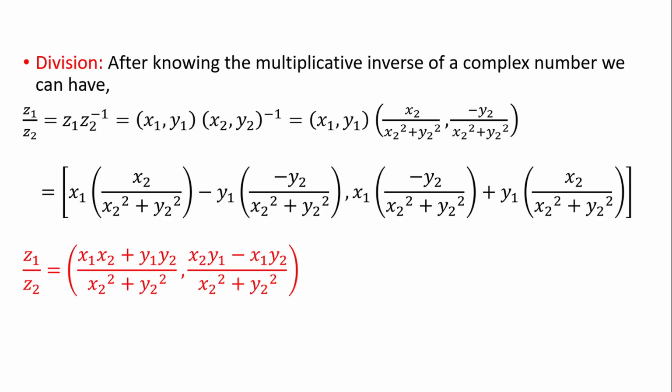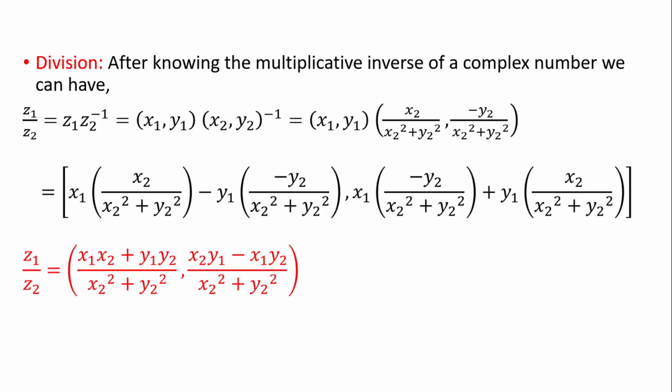So we have x1 (x2 upon x2 square plus y2 square) minus y1 (minus y2 upon x2 square plus y2 square). So this is the real part. And the imaginary part is x1 (minus y2 upon x2 square plus y2 square) plus y1 (x2 upon x2 square plus y2 square). And in this way we have z1 upon z2 equal to the real part as (x1 x2 plus y1 y2) upon (x2 square plus y2 square), and the imaginary part as (x2 y1 minus x1 y2) upon (x2 square plus y2 square).